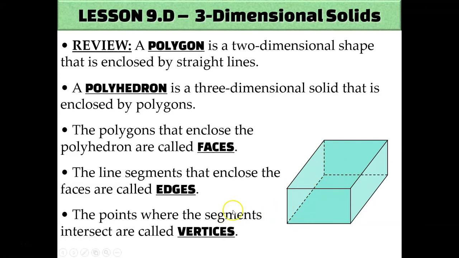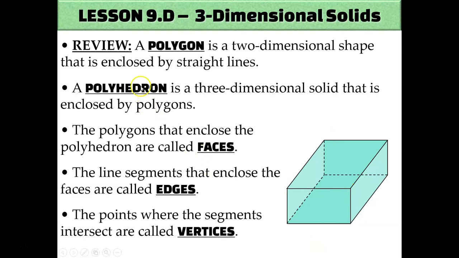And then the vertices are where each of the edges meet. So this, for example, this little corner is a vertex. And there are 1, 2, 3, 4, 5, 6, 7, 8. There are 8 vertices on this rectangular prism, or on this Kleenex box.